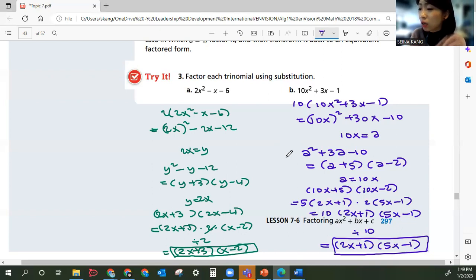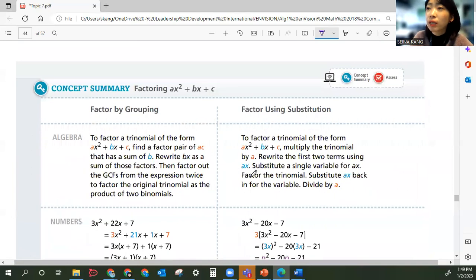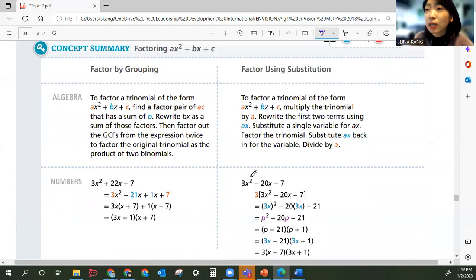All right, so those are the methods to factor polynomials, trinomials that have a coefficient other than 1 for your first term. Let's summarize our lesson. Factoring ax² plus bx plus c where a is not 1, you can use factor by grouping, or factor using substitution.